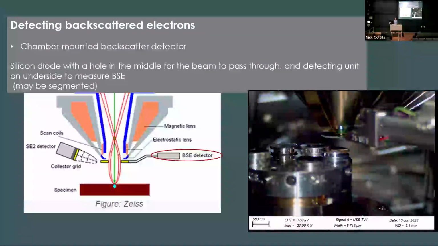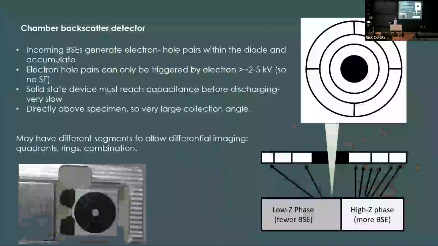All right, so when it comes to detecting BSEs, there are a couple of different ways that we can do this. I'm going to go through this quickly, and here I'm going to focus on the first type, which is called the chamber backscatter detector. This is a fairly old style detection design where it has a silicon diode on the bottom of the detector, which may be segmented or may not be segmented. The beam will go through the middle of the detector, generate the BSE signal, and then we'll measure the backscattered electron signal underneath.